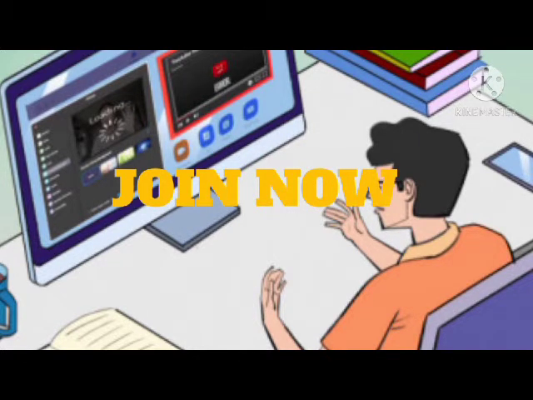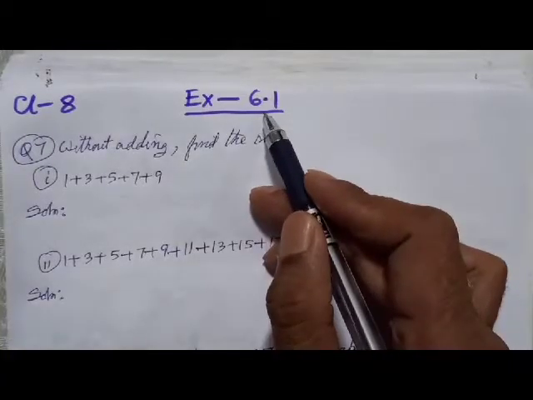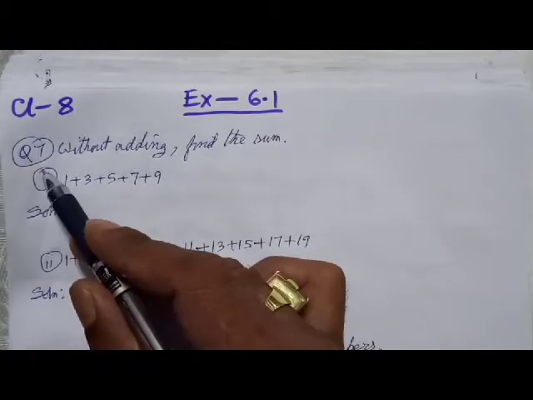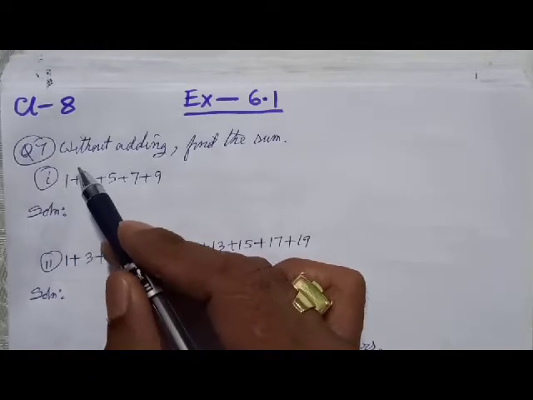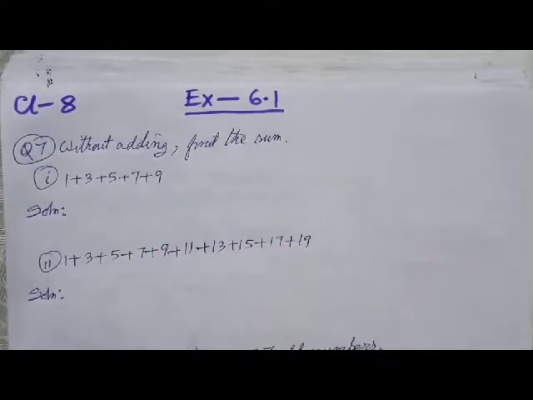In the last session, we learned part 1 of chapter number 6, squares and square roots. Today, let us learn part 2 of chapter number 6. Exercise 6.1, question number 7. Let's study the question. Without adding, find the sum.